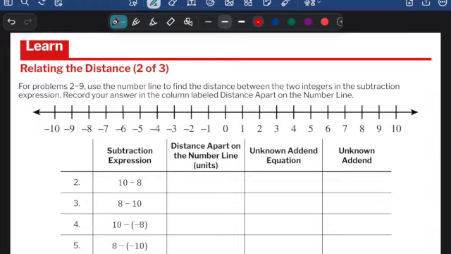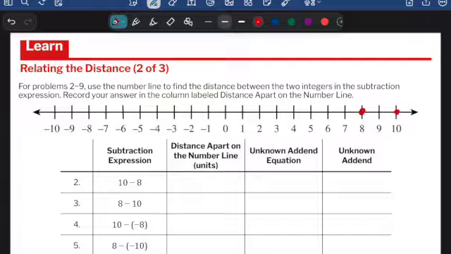Okay, let's use our number line now to talk about an unknown addend. Remember, an addend is a number that you are adding to another. So for number 2, we have our subtraction problem that we've been looking at, 10 minus 8. Let's first plot those 2 values on our number line. We have 10 and we have 8. I'm ignoring the negative right now. I'm just looking at the integers.